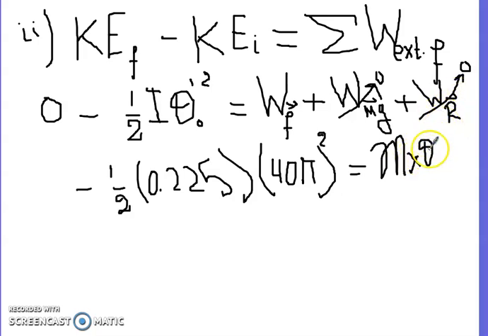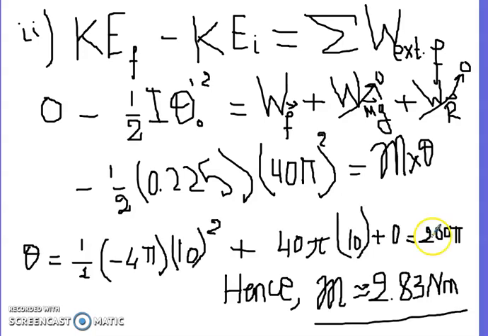So we calculate theta from the previous part, and then we get the moment. Let's do this. So if we have calculated theta, it is 200 pi. Now replace here, you get the moment of the friction force, 2.83 Newton meter.